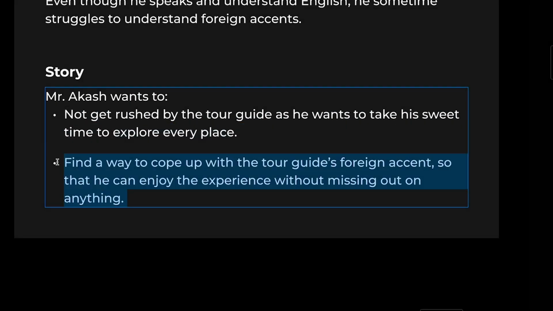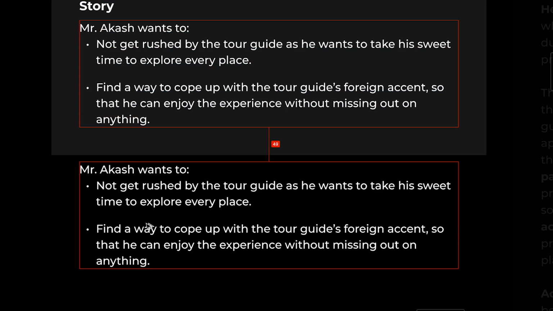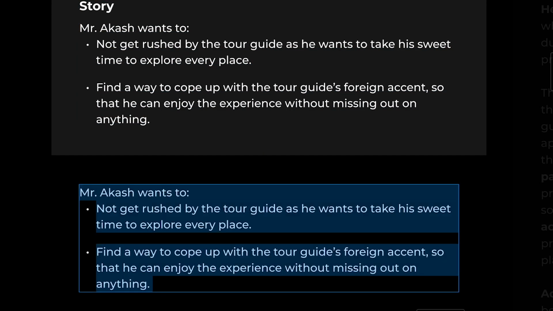Now this again is a very small percentage, right? This is a very small use case, right? But it is still a use case and we can leave that. The major thing is not being rushed by the tour guide as they want to take their own sweet time, right? Now, what I'm going to do is I'm going to go ahead and duplicate this and I'm going to say possible solutions.